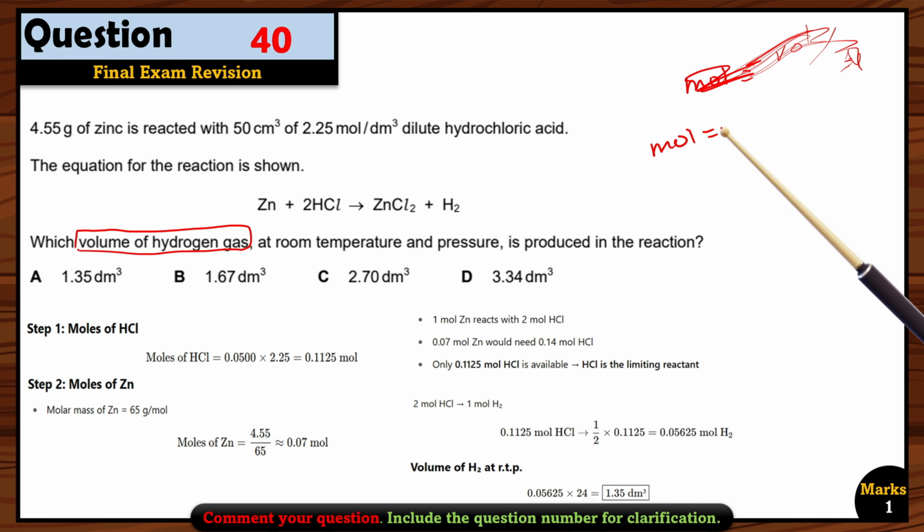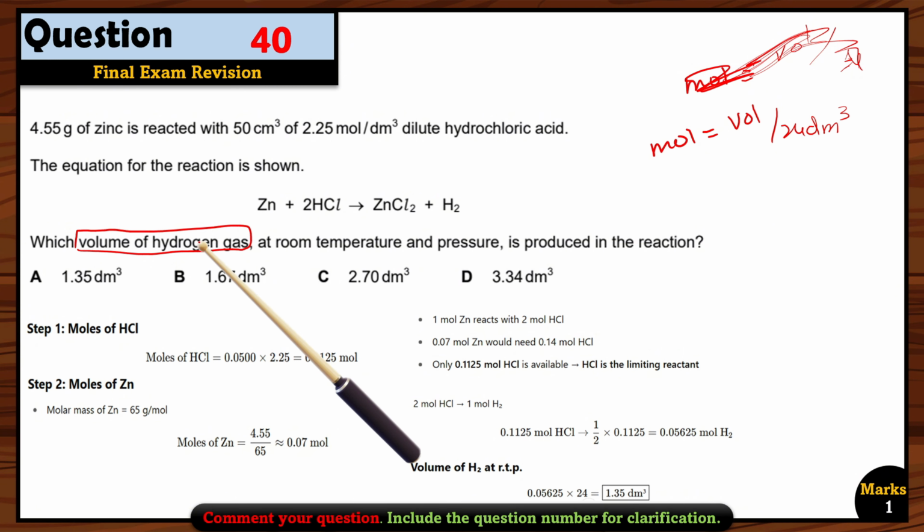Mole is equal to volume divided by 24 dm cube. That's for the gases, right? Because hydrogen is a gas now. So we know 24, we have to just find the number of moles. Then we can easily calculate the volume.